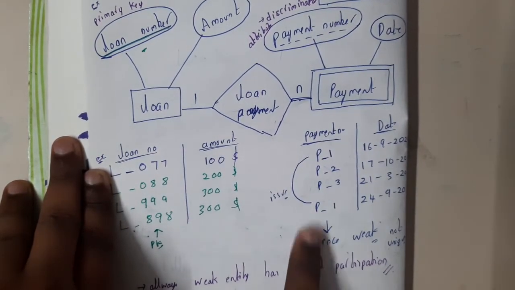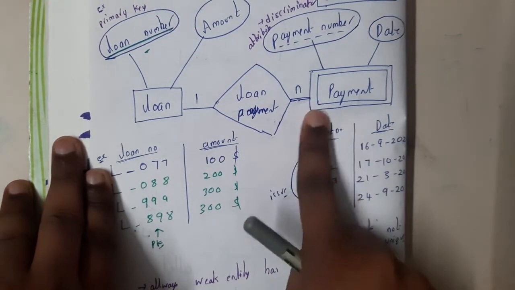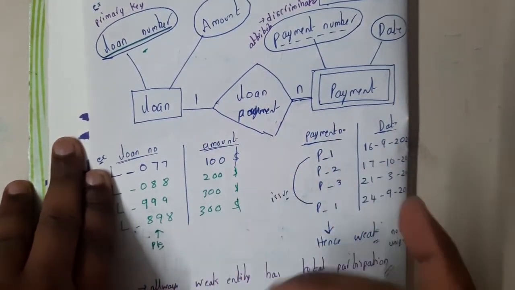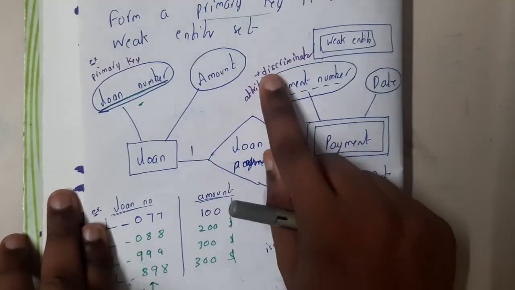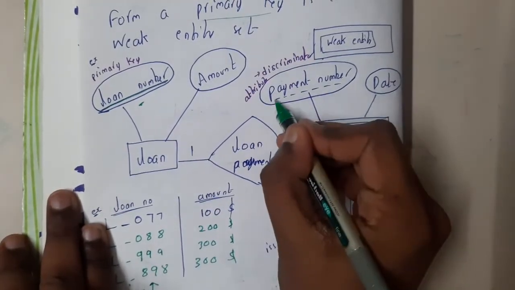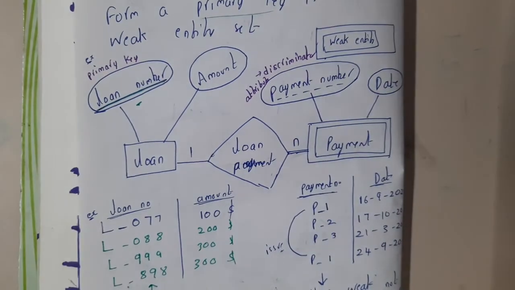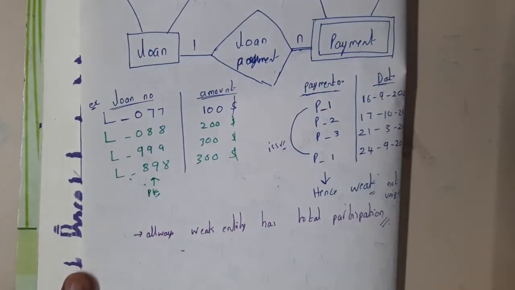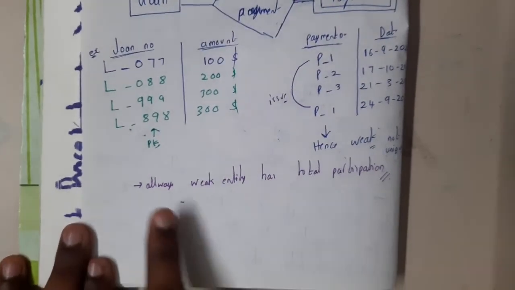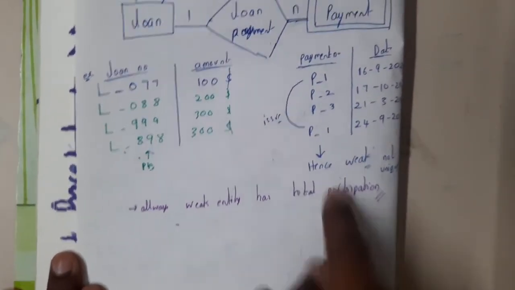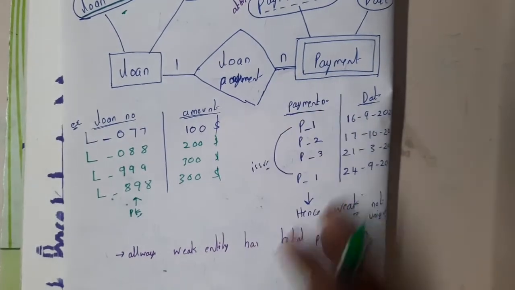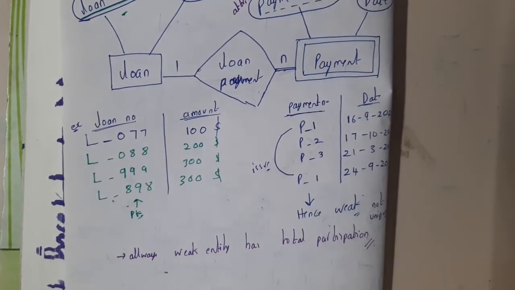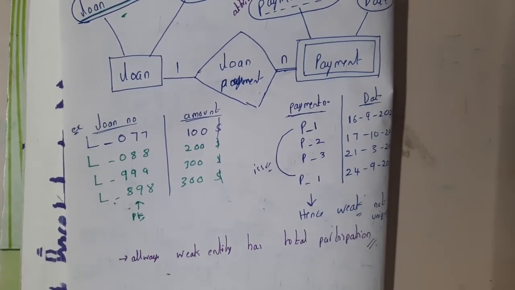For a weak entity set, we select a particular column which is okay to act as a key, and we call it a discriminator attribute, and we represent it with an underline, guys. Now this particular table payment is nothing but a weak entity set, right? Remember, a weak entity set always has total participation. If you observe, even in the diagram I represented it, guys. Now I hope everyone understood about weak entity set and strong entity set, right?